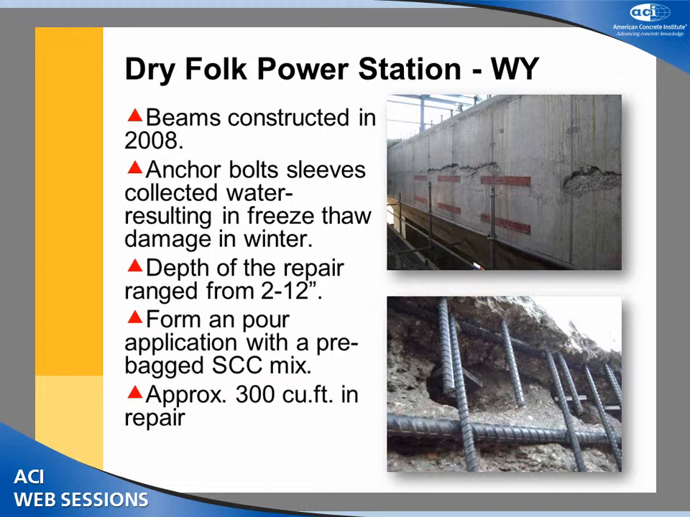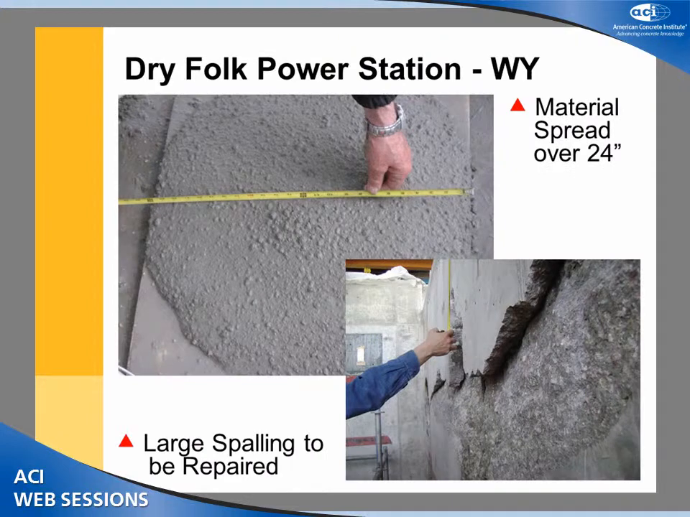The depth of the repair in this application ranged anywhere between 2 inches to 12 inches, and the total size of the repair was about 300 cubic feet. Once again, a smart contractor, and this goes a long way. If a contractor is trained enough to make sure of what he's putting in the forms, he's verifying the slump on that material.